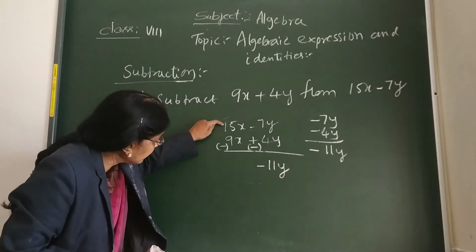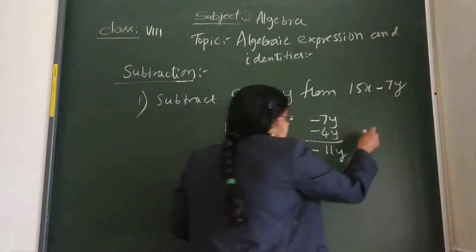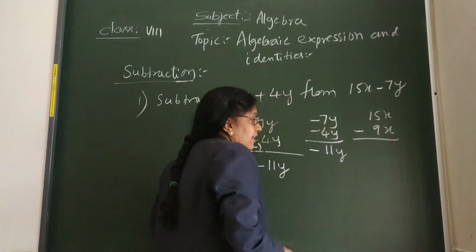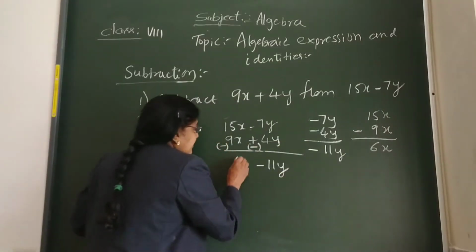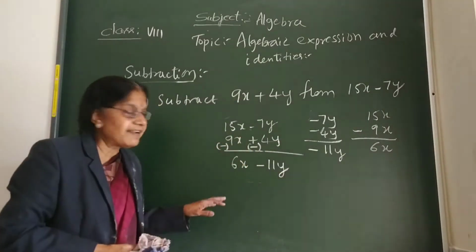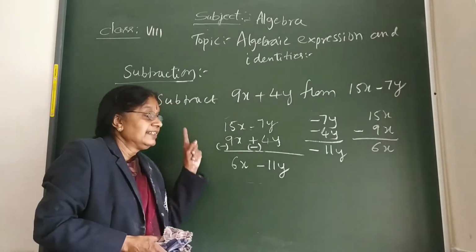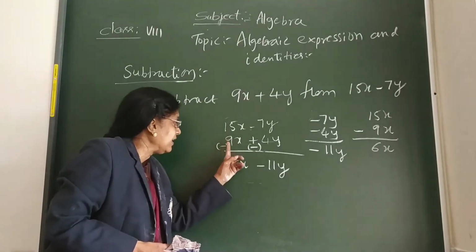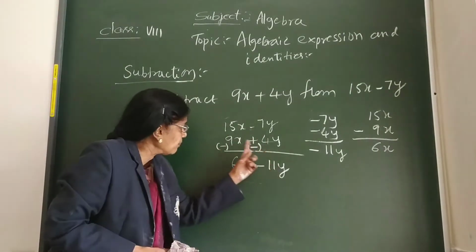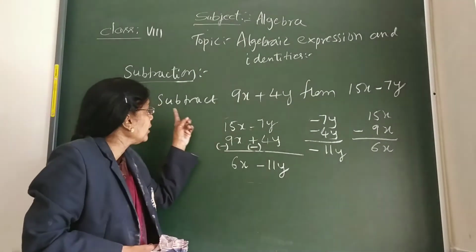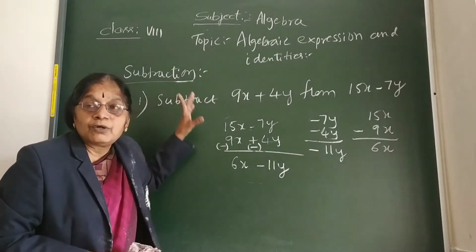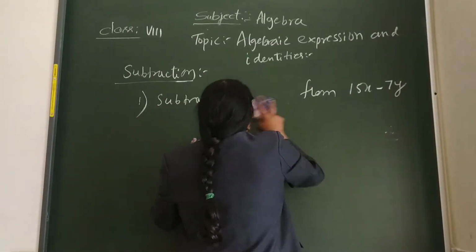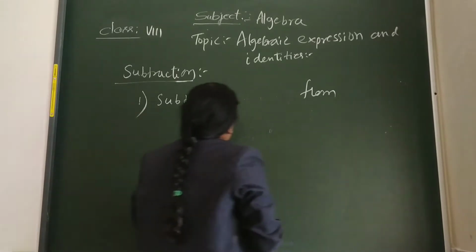Now here it is 15x minus 9x. 15 minus 9. How much is it? 6x. So your answer became 6x minus 11y. So in this, the second binomial's sign will change. Plus will become minus here. 9 is plus and 4 is also plus, so both became minus because you are doing subtraction. This is the vertical way of subtraction of binomials. One more example, let us take one more example.